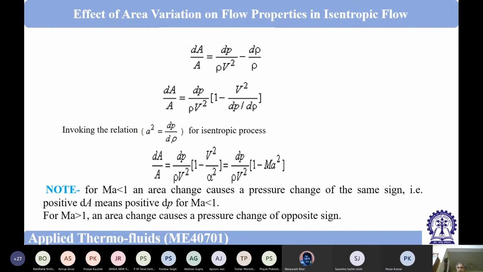First thing is that at the throat already we have reached the sonic velocity. If we have not reached, then this question does not arise. And after that, if we have to increase the velocity, then we have to increase the Mach number greater than 1. And for making Mach number greater than 1, to reduce dP, I have to increase dA. So that's why a divergent section is needed.